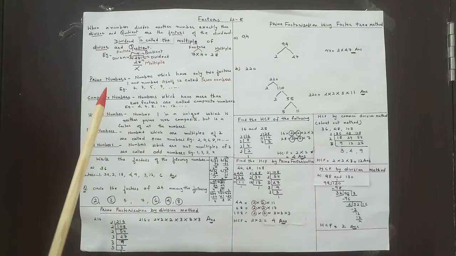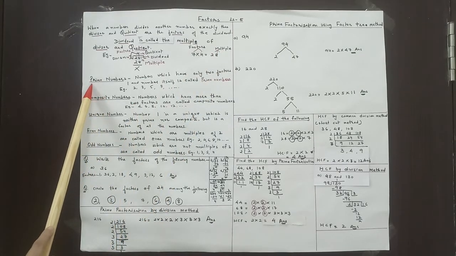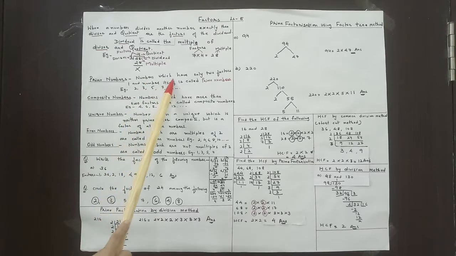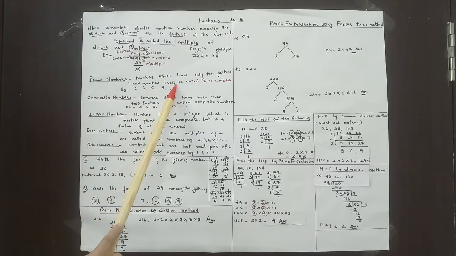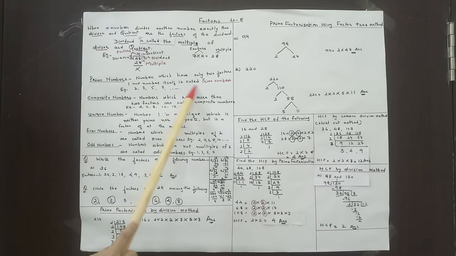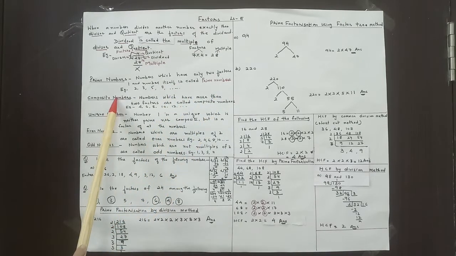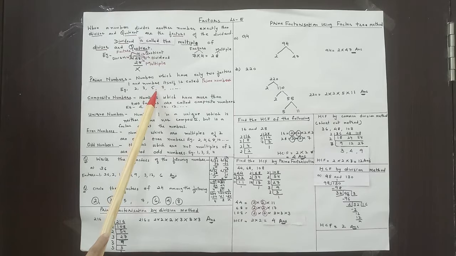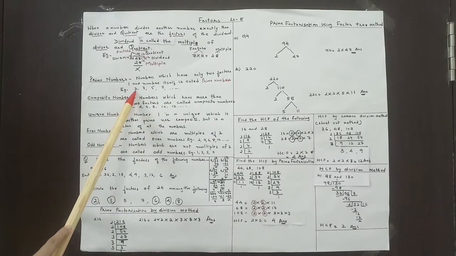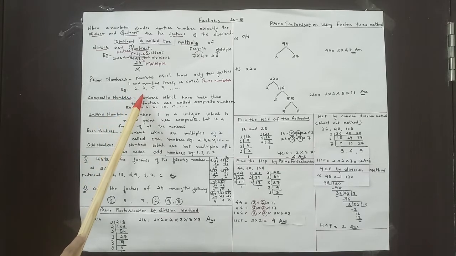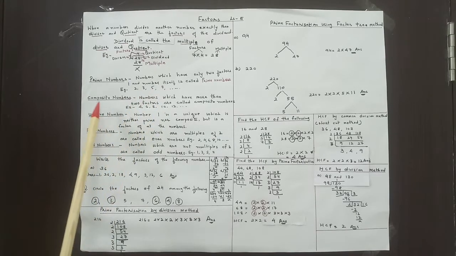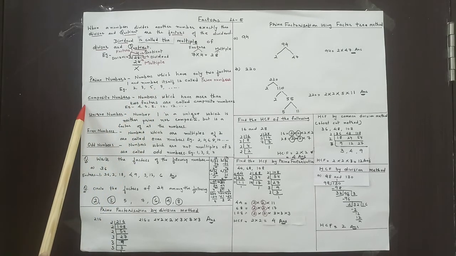Now we will go to the prime numbers. Numbers which have only two factors, 1 and the number itself, are called prime numbers. Example: 2, 3, 5 and 7. Here 2 is divisible by only 1 and 2, and 3 is also divisible by 1 and 3 only, like this. Now next are the composite numbers.